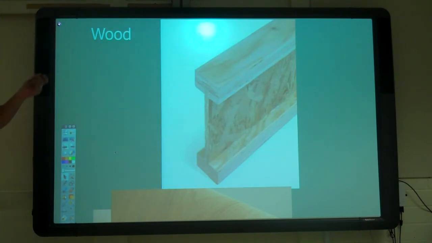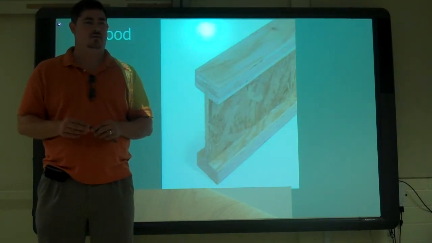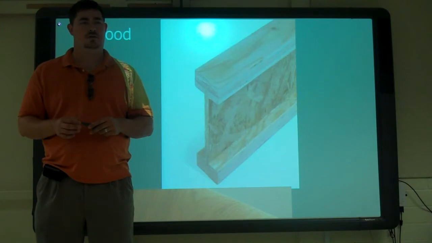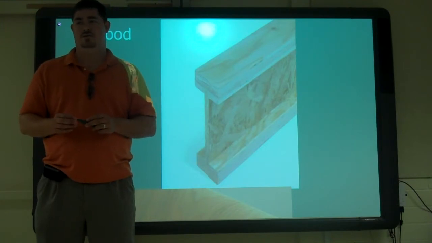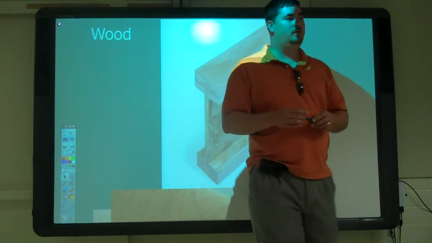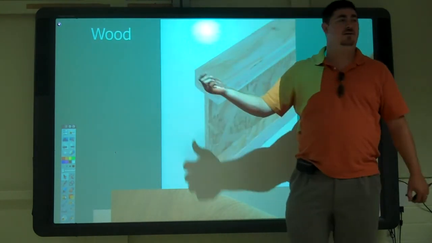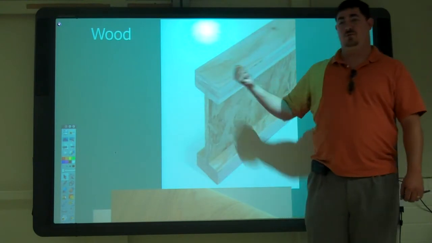What's a real good benefit of wood in general? Structure. Yeah, it's pretty cheap, it's easy to get. What else? Abundant. Yeah, it's abundant. It's all over. What else? Easier to work with. And easy to work with. You can work with wood with anything, right? If you've got a knife with you, you can work with wood.